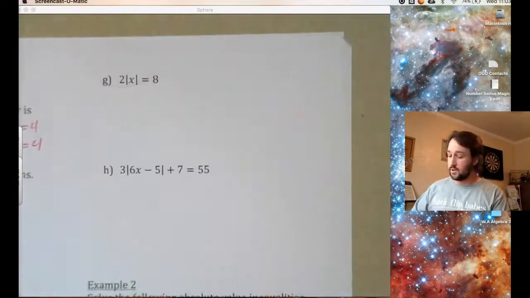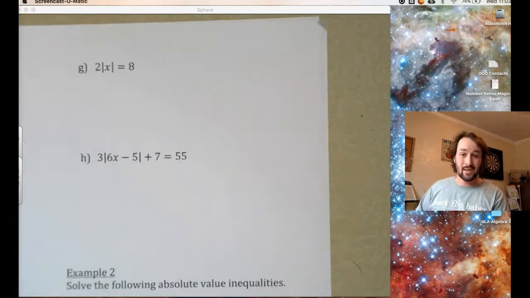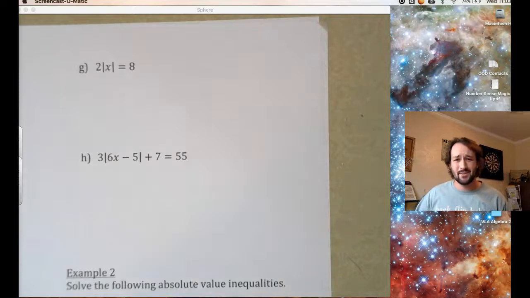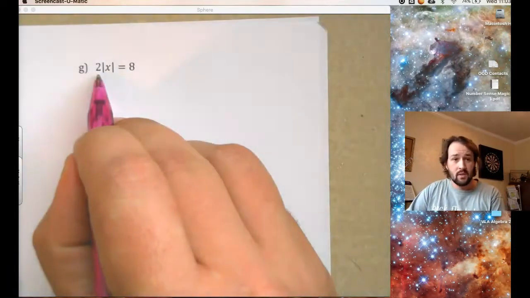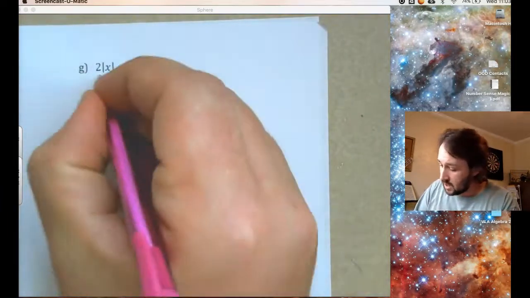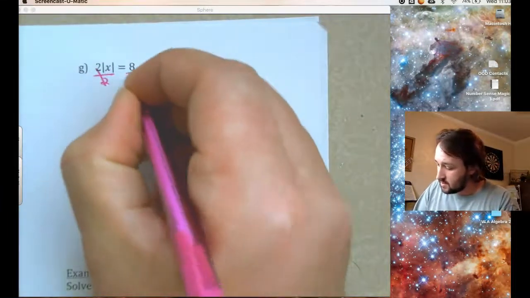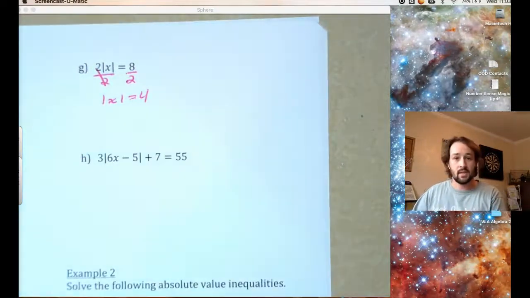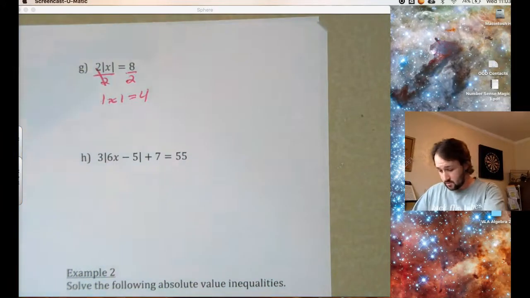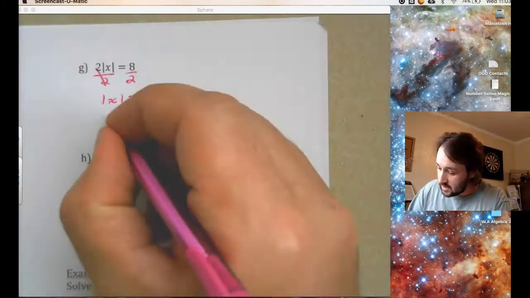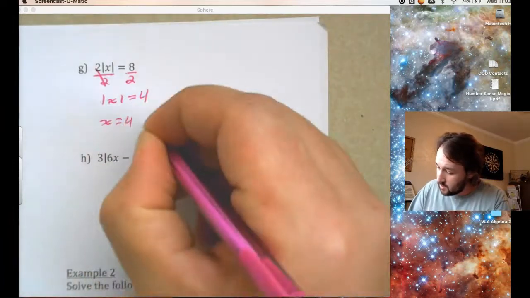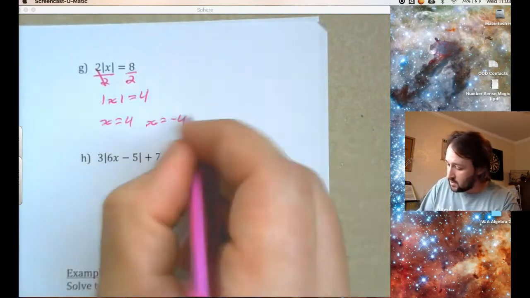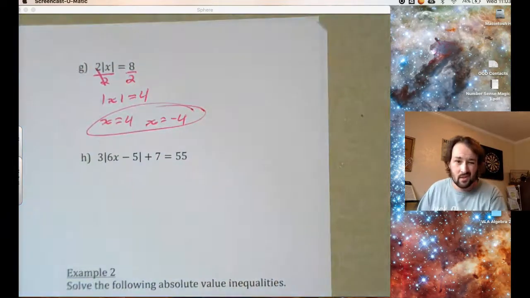All right, so now we're getting into ones where we have something outside of the absolute value. So remember how I was saying we want the absolute value by itself. That's our first goal, to get the absolute value by itself. Well, this absolute value is being multiplied by 2. So how about I just divide by 2 such that now the absolute value is by itself. And then I can do exactly what we were doing in the past ones. So I can say x equals 4 or x equals negative 4. Hey, there's my solutions. I'm done. I didn't even have to solve anything on that one.